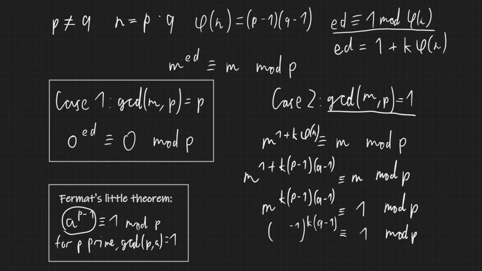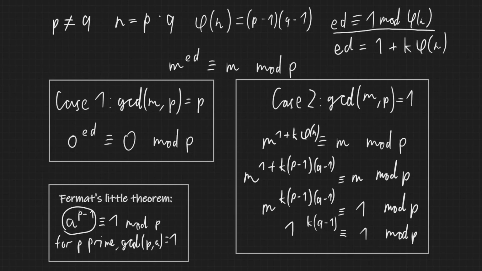Again, we can replace an intermediate result with its remainder. So we have 1 to some power is 1. And of course, this is true. It doesn't matter what the power is. If we multiply 1 by itself several times, we will always get 1. So in both cases, m to the ed is indeed equal to m modulo p.